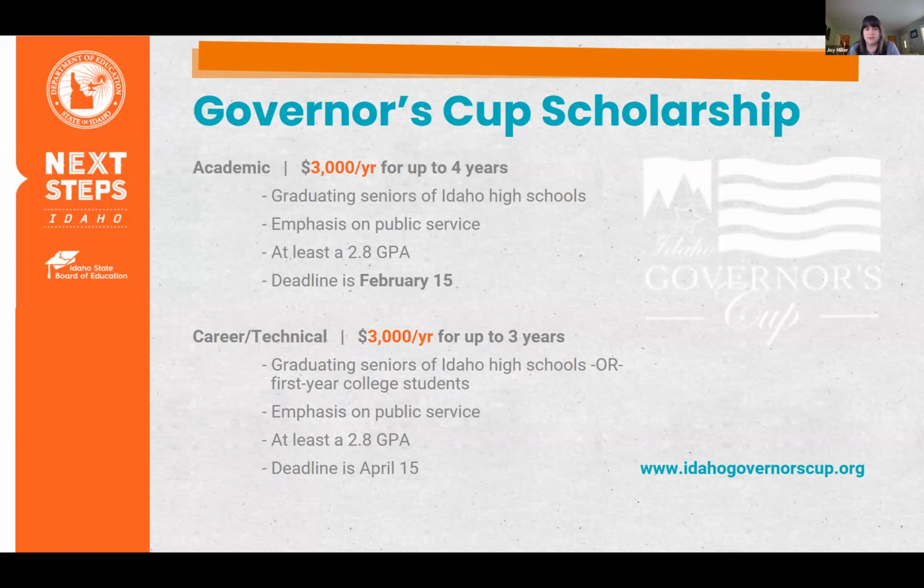They have a career technical type of scholarship, which is $3,000 a year for up to 3 years. It's for graduating seniors of Idaho high schools or first-year college students in a career technical program. And like the academic Governor's Cup, there is a short essay and there is that emphasis on public service. But they do ask the same questions. It's just what type of program are you going into? The deadline for this one is a little bit later. It's April 15th.